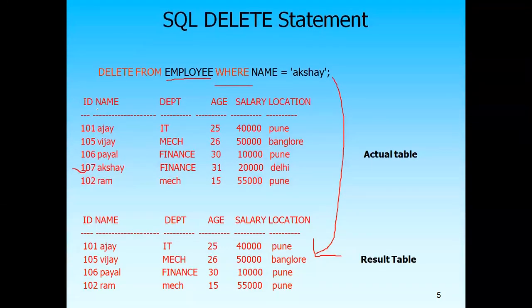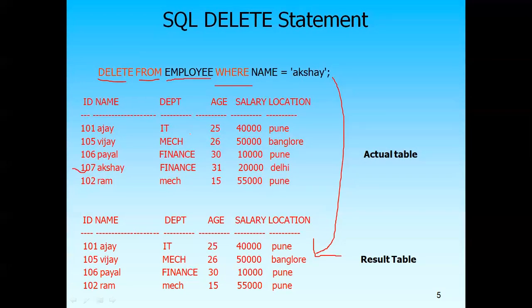The next is the delete statement, right? If you want to delete any record, if you want to remove any record from the table, then you can remove it with the help of the delete statement. So what is the syntax for this? Delete from table name. Employee is my table name, right? Delete and from, these are the keywords, right? Delete from table name where name equal to Akshay. So this statement will delete the record where the name field is Akshay.